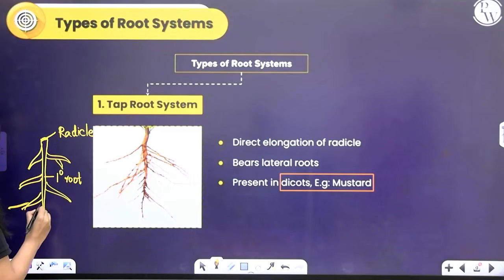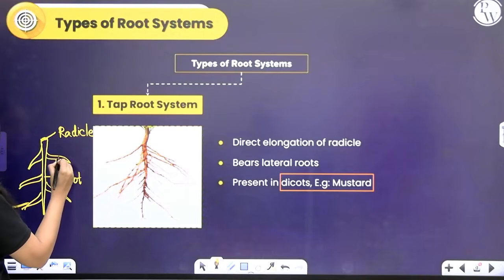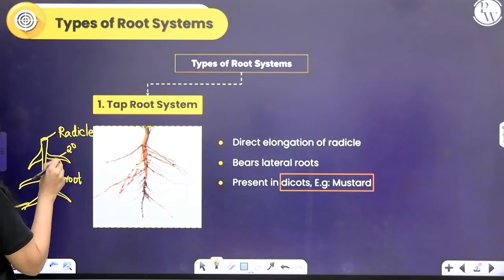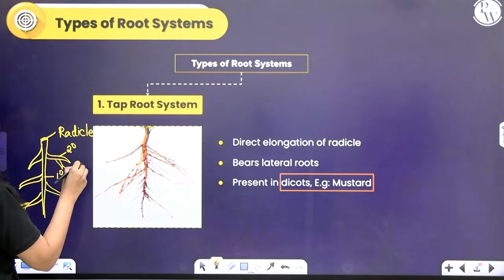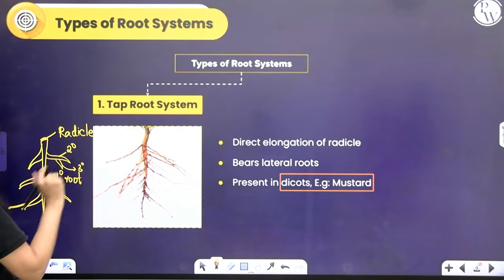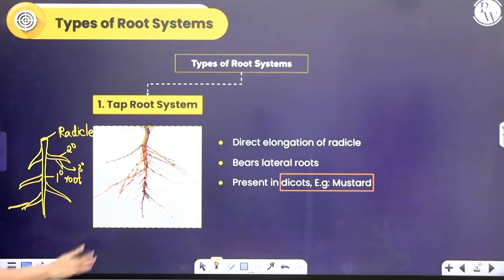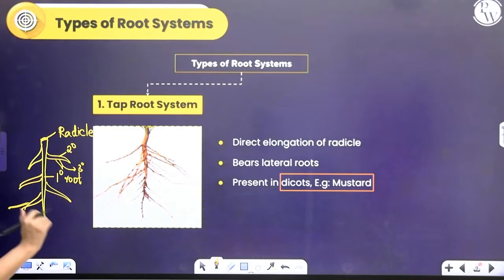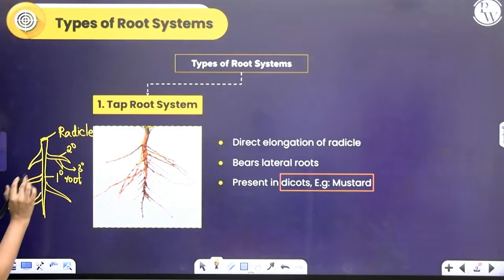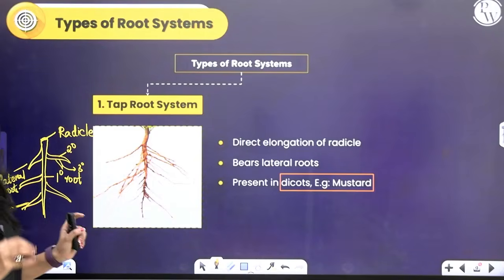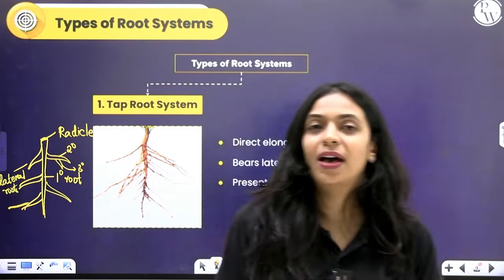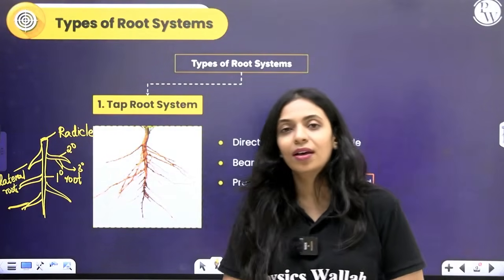If this is the primary root, the branch that forms directly from it is the secondary root. The branch that forms from the secondary root is the tertiary root. Like this, a lot of branches will form. You can see that here, right? Such a type of root system is called taproot system. Here you have the main root, which is called the taproot or primary root, and then these branches that arise from the side are called lateral roots.